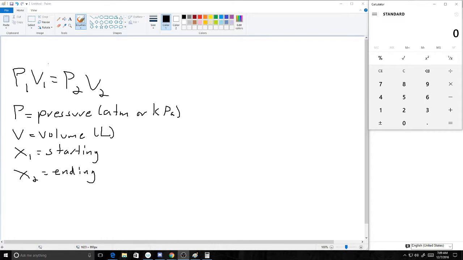Alright, so today we're going to be looking at a new equation. We'll be looking at something called Boyle's Law. So we just finished up gas stoichiometry, being able to look at chemical reactions that create gases and predicting the volume that will be made.